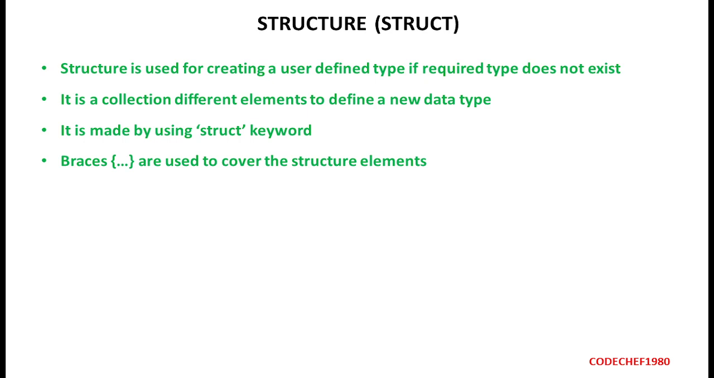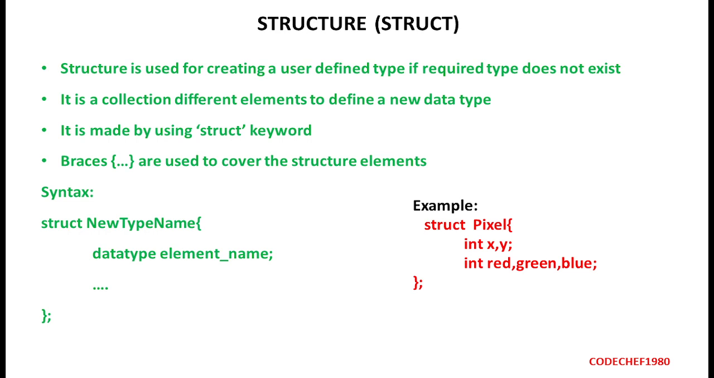The braces are used to create the scope of our user defined type by using the struct keyword. Then the syntax is given here: struct, the new type name, and the data type that has to be given for each of the different elements we plan to give in our collection. As I said, it is a collection, so we need to provide the data type for each and every element we want to give under a label. Here you can find an example.